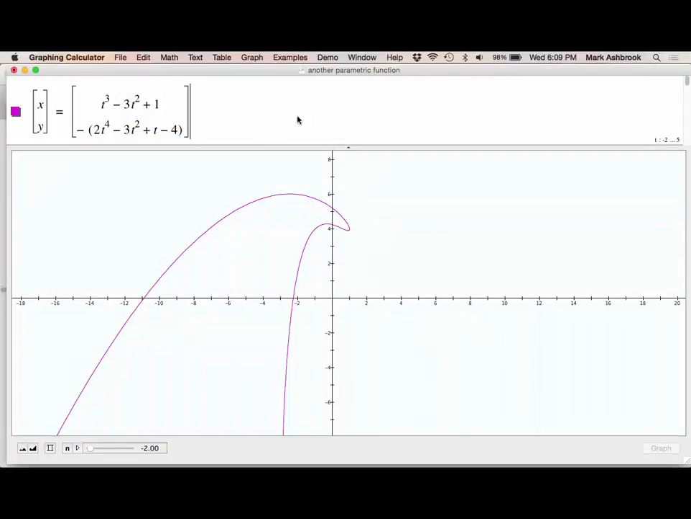Okay, so here's a parametric function. X equals t cubed minus 3t squared, and y equals negative 2 quantity 2t to the fourth minus 3t squared plus t minus 4. Okay, and we get this interesting looking curve here.